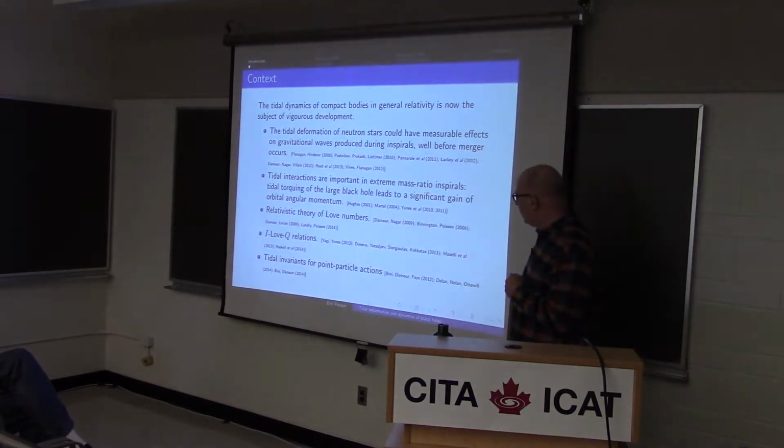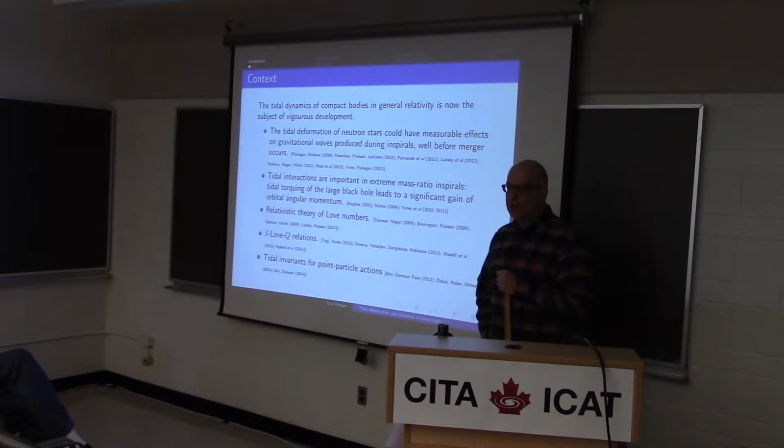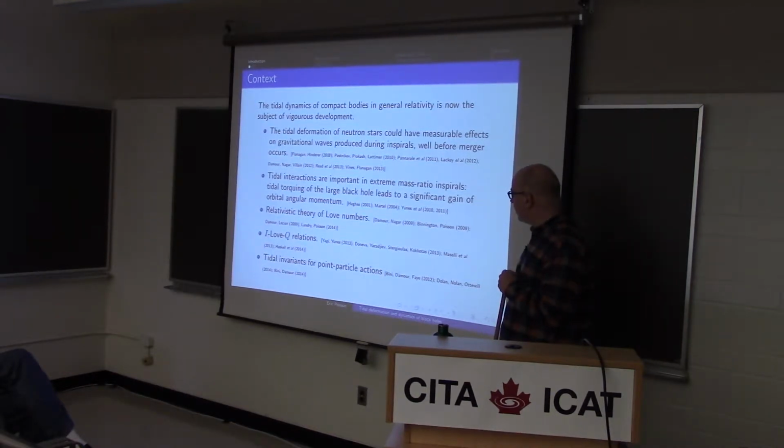And incidentally, in Paris, Thibault Damour and his postdoc, Alessandro Nagar, were also doing that at the time. So simultaneously, we came up with a theory of relativistic Love numbers. And there's been further developments since.